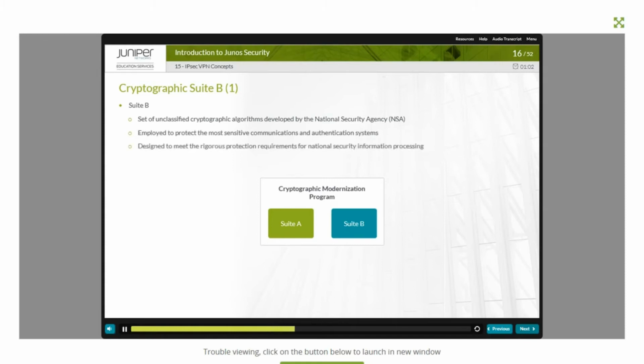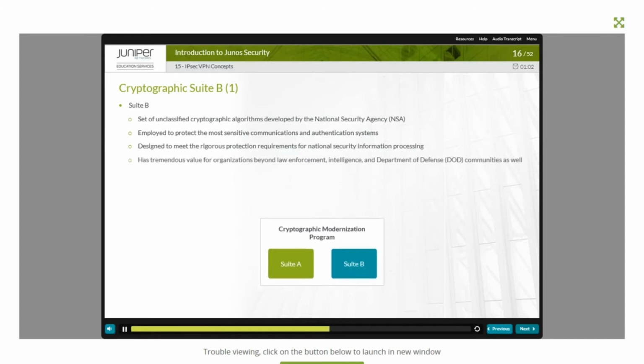Although it is designed to meet the rigorous protection requirements for national security information processing, Suite B cryptography also has tremendous value for organizations beyond law enforcement, intelligence, and Department of Defense or DoD communities. Other public sector agencies, as well as security-conscious commercial concerns, may choose Suite B to protect data stores of financial data, health data, intellectual property, and other private information.